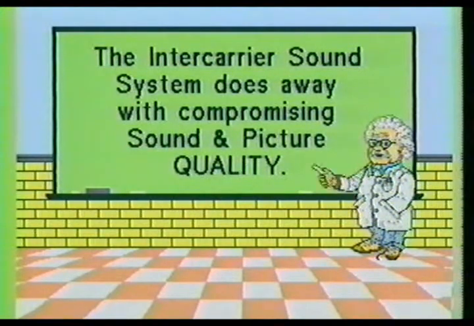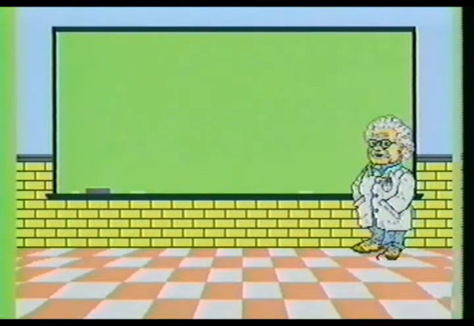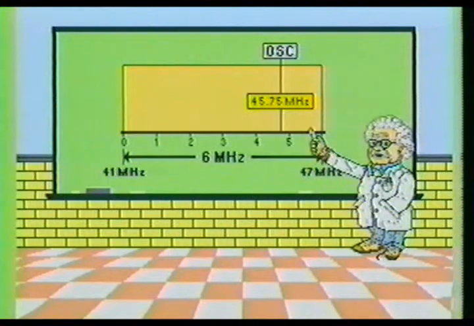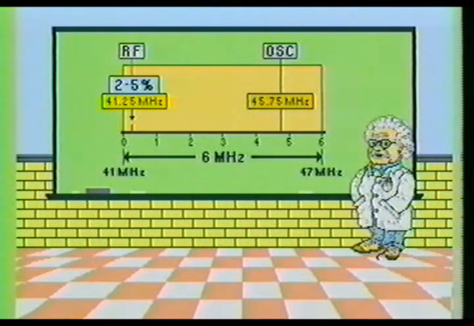The intercarrier sound system is the solution to compromising picture quality and sound quality. The intercarrier sound system makes use of the 45.75 MHz IF picture carrier and uses it as the oscillator signal to heterodyne the 41.25 MHz IF sound carrier. The IF sound carrier must be 2 to 5% of the IF picture carrier for the FM characteristic to be passed on to the new 4.5 MHz signal.